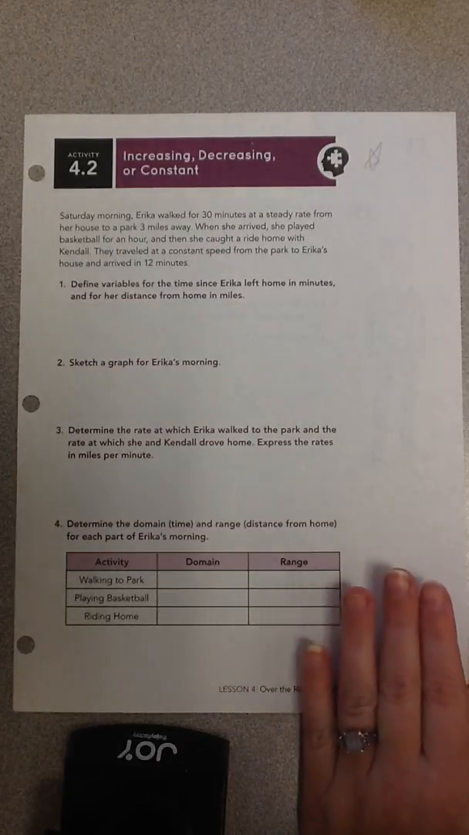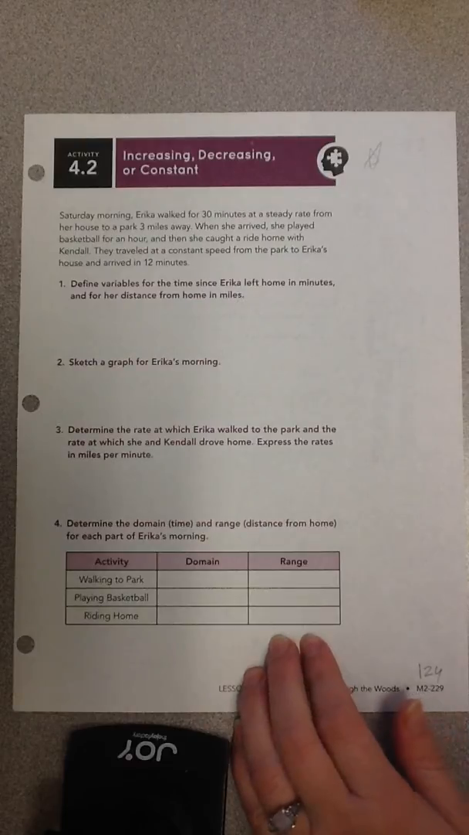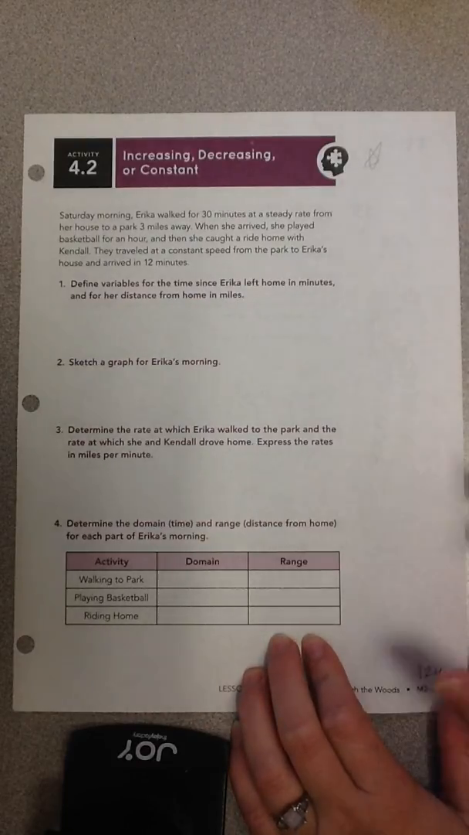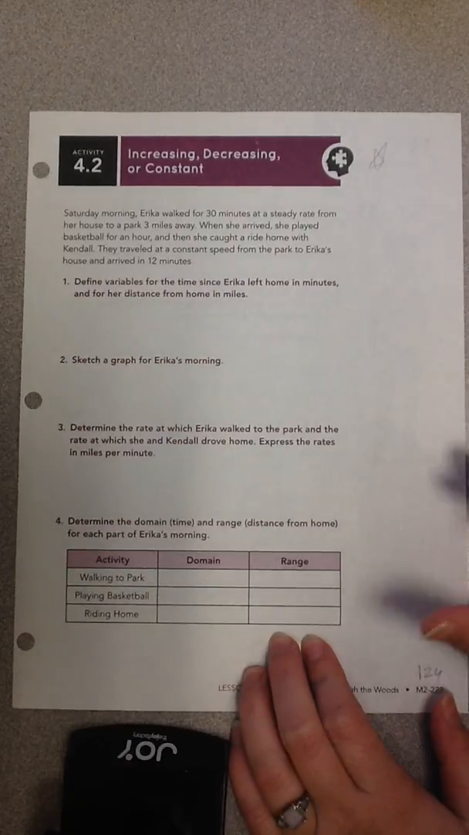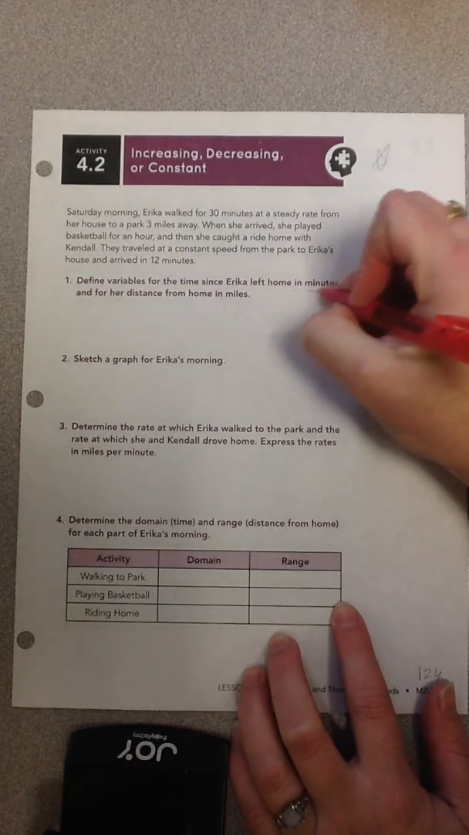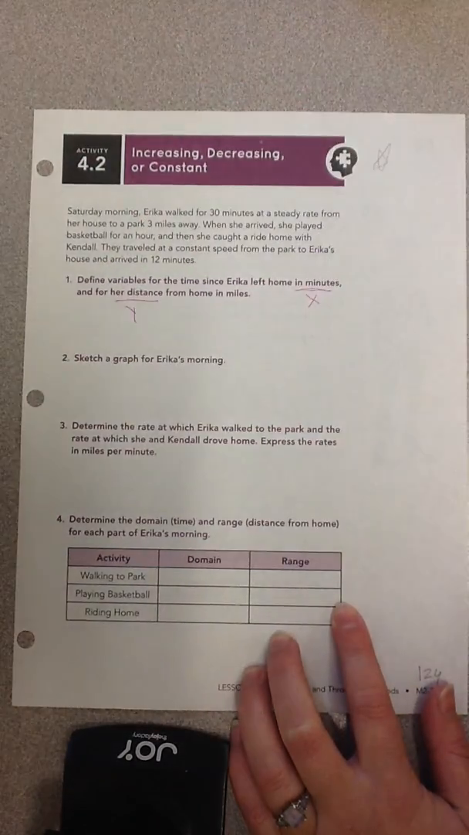Number 1 says, define variables for the time since Erica left home in minutes and for her distance from home in miles. So, we, of course, are thinking variables x and y, and if you're ever confused about which should be which, time is almost always x, so the minutes will be x, and her distance will be y.